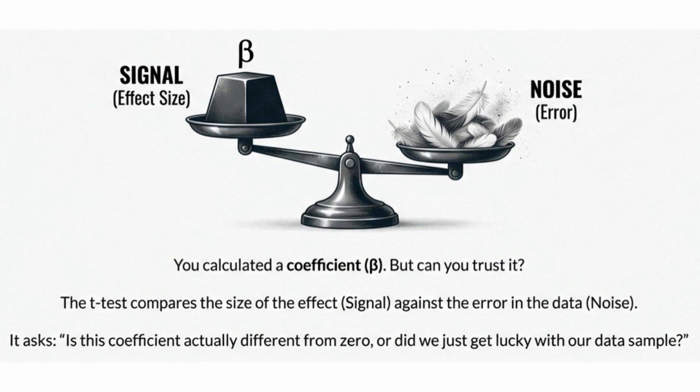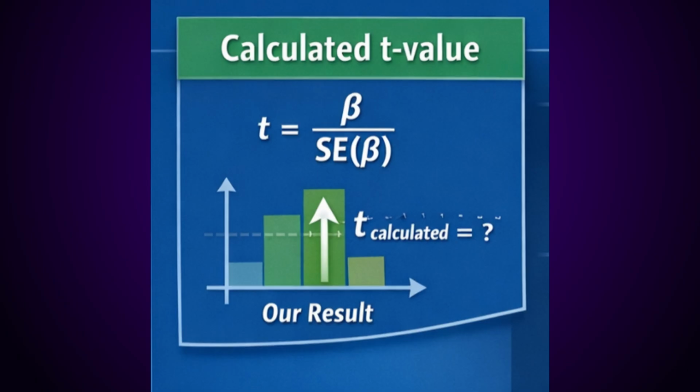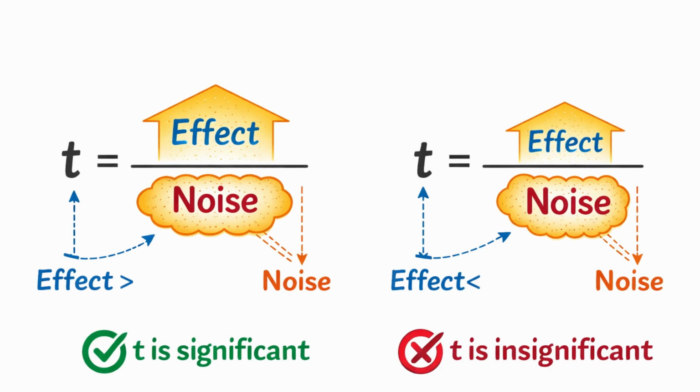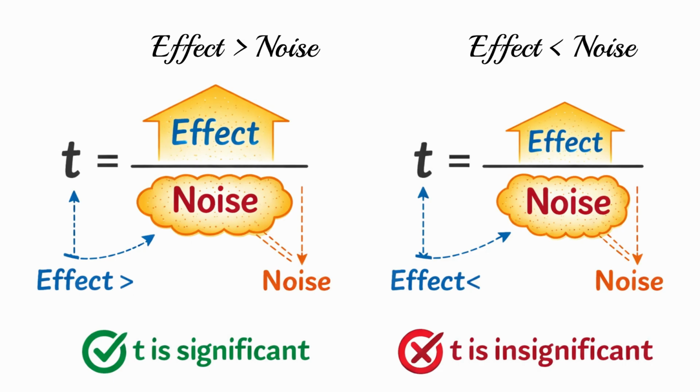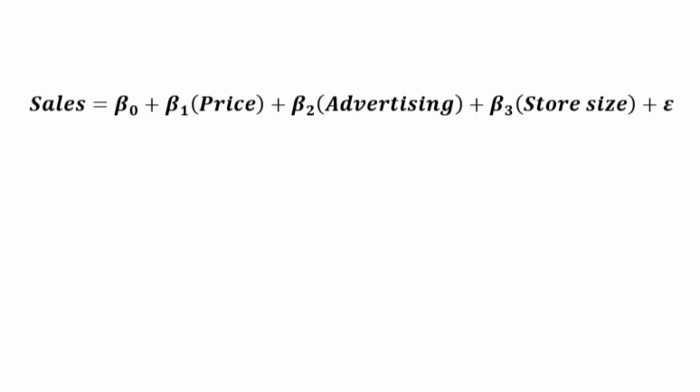The t-statistic is calculated as coefficient divided by its standard error. So the t-value tells us how large the effect is relative to the uncertainty. If the effect is much larger than the noise, we conclude that the relationship is likely real. If the effect is small relative to noise, it may simply be random. Let us see an example.